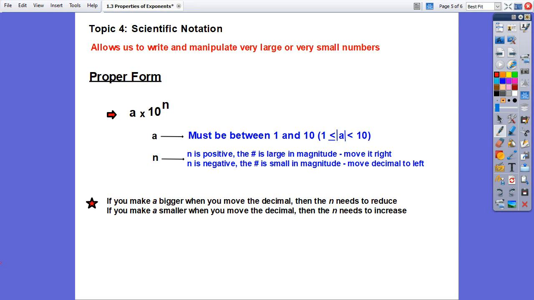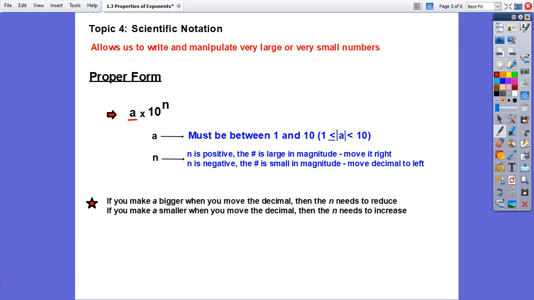So we use scientific notation to allow us to do that. To be in proper form, we're going to have a base A, and that base is technically the absolute value of the base. So the base can be negative, okay? So A could be negative. You can have -4. That's perfectly fine. But what I'm saying is the magnitude of A, whatever that A is, must be between 1 and 10, including 1, but not including 10. So it can't be a 2-digit number.